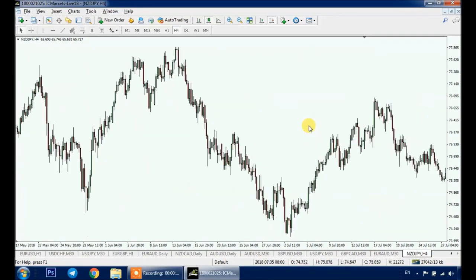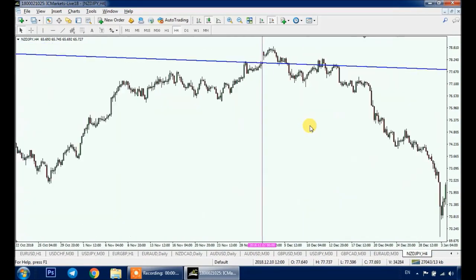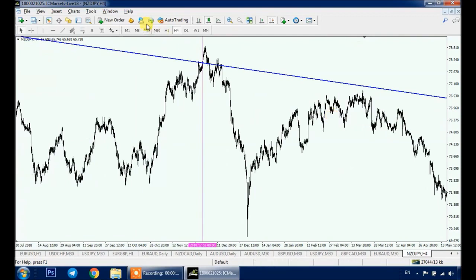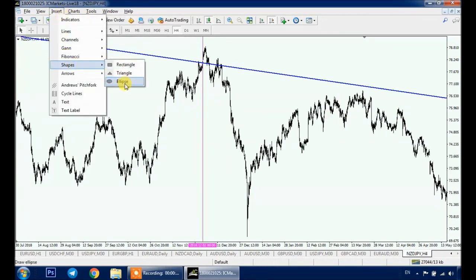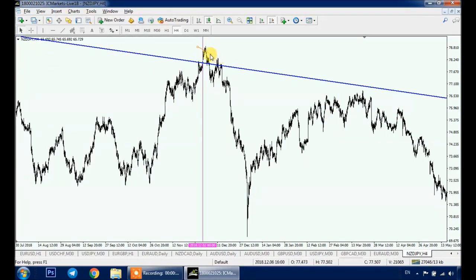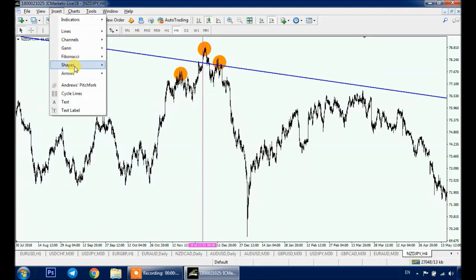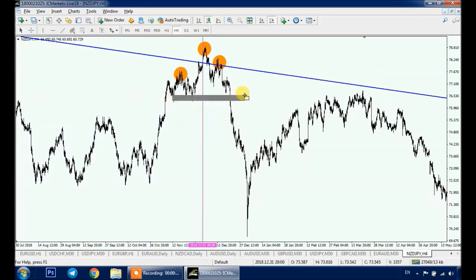Let's look for the other one. Here we go. If we zoom out, we can see that we also have a head and shoulders pattern here. Head, left shoulder and right shoulder. And here's our neckline. We also have a valid trend line, 1, 2, and 3. Our entry would be a candle close below our neckline and our stop loss above the right shoulder.